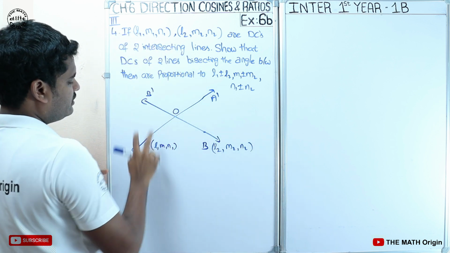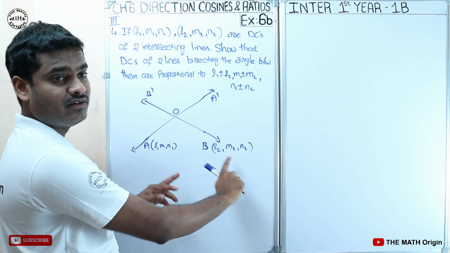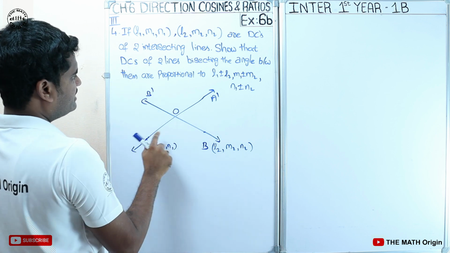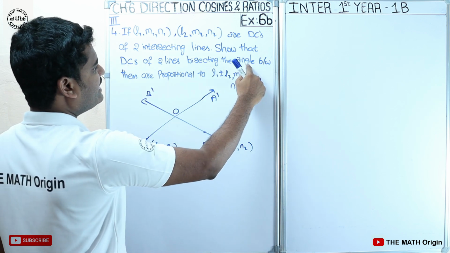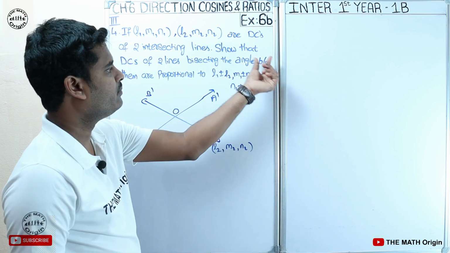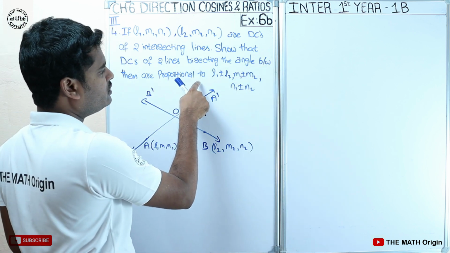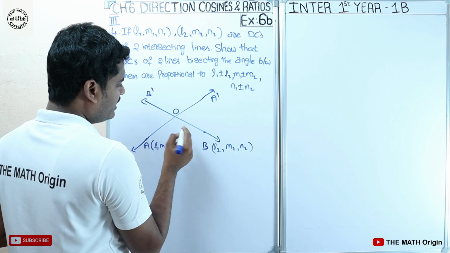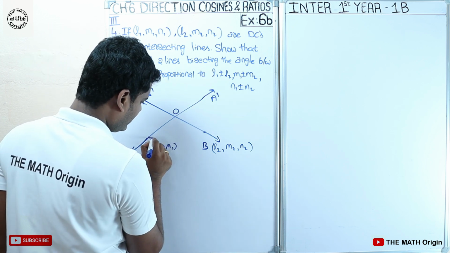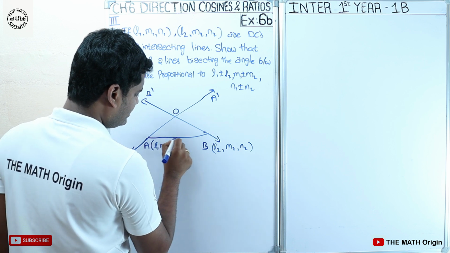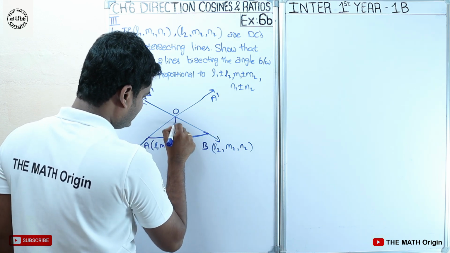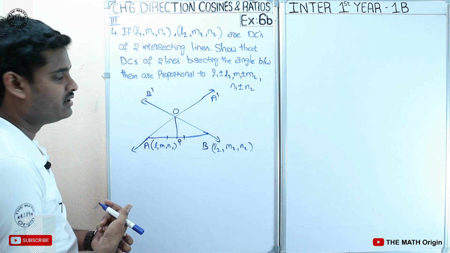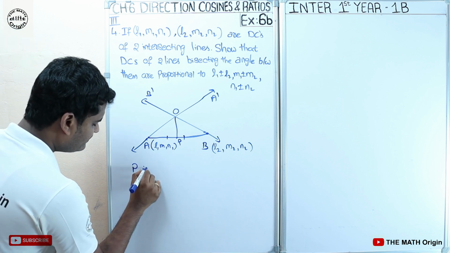ఓకే, ఇప్పుడు ఈ 2 points A, B and the given points are the DCs of two intersecting lines. Show that direction cosines of two lines bisecting the angle between them are proportional to L1 plus or minus L2, M1 plus or minus M2, N1 plus or minus N2. ఓకే, ఇప్పుడు బైసెక్టింగ్ అన్నారు. సో బైసెక్టింగ్ అంటే లైన్ జాయినింగ్ A అండ్ B విచ్ ఈజ్ మిడ్ పాయింట్, అంటే ఈ రెండు డిస్టెన్స్ ఈక్వల్ అని చెప్పాడు. సో P ఈజ్ ఎ మిడ్ పాయింట్.